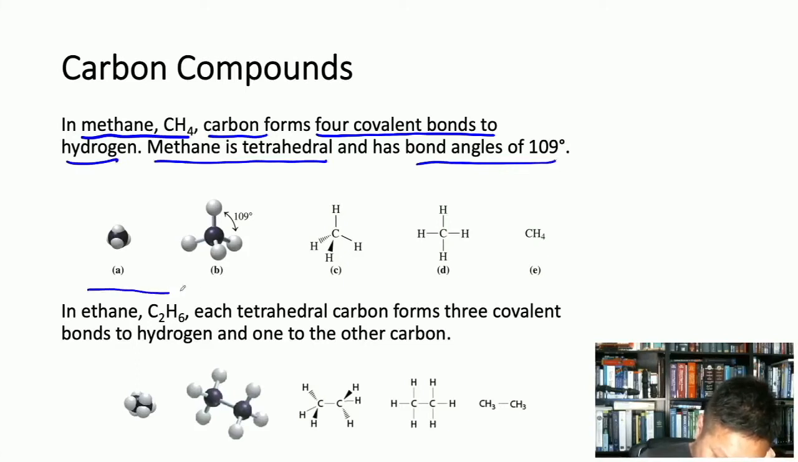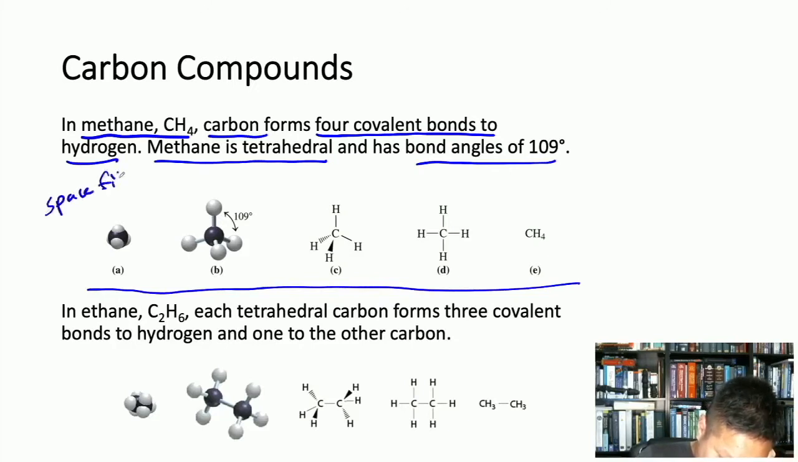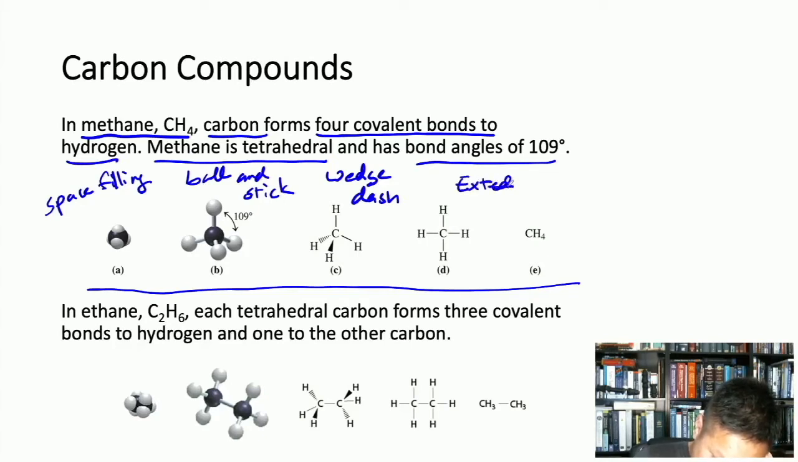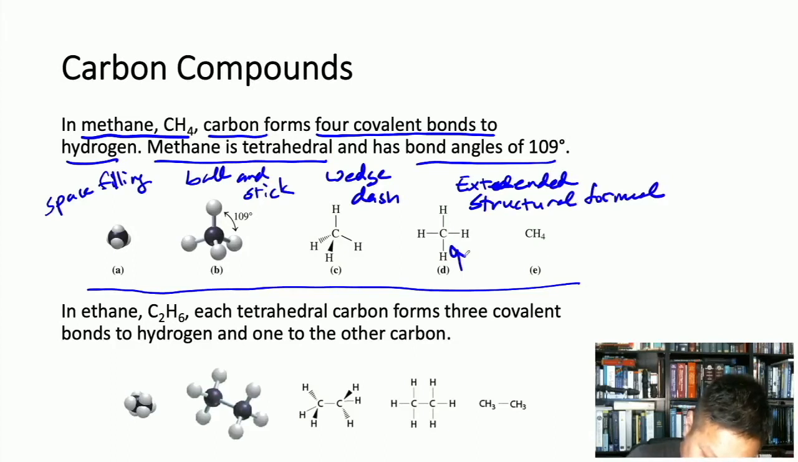So down here, you actually see 4 different representations of methane that we use in organic chemistry. The first one is called a space filling model. That's filling, not filing, right? The next one after that is called the ball and stick model. The third one is called a wedge dash model. D here is referred to as an extended structural formula. You'll see these a lot in organic chemistry. We work with those a lot. And then E here, or the 5th one, is known as a condensed structural formula.